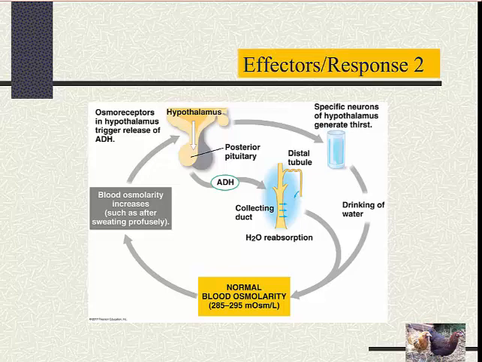There is a second response, and that is that the hypothalamus, through your neurons, through your nervous system, generates thirst that will lead you to drinking more water, and both of these effects together will increase the blood volume and dilute the solutes in the blood, and therefore bring the blood osmolarity back into the normal range of 285 to 295 milliosmol per liter.